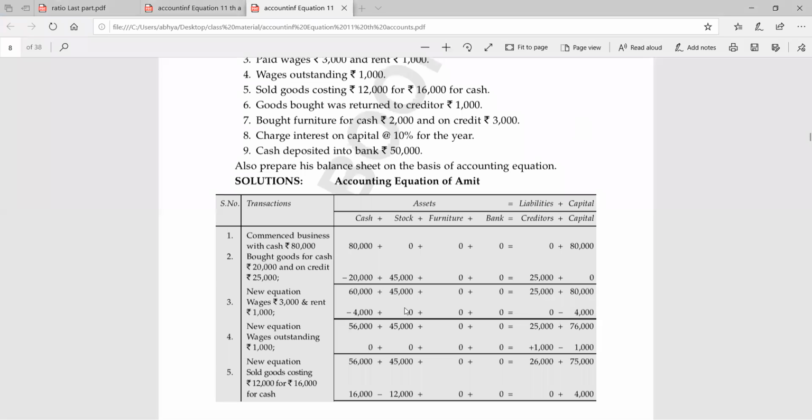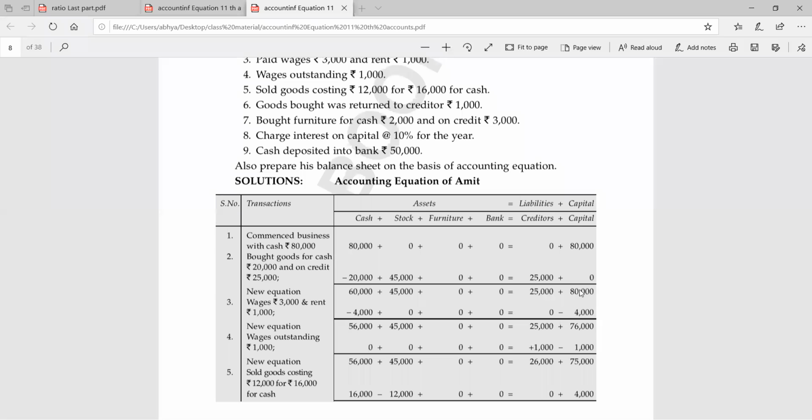45,000 is the goods. Then in liability we have added 25,000. So we are having liability 25. Capital, no change. So just try to satisfy both the sides of equation whether they are equal or not. You have to check after doing every new equation whether both the sides are equal or not. Yes, both the sides are very much equal. 1,05,000. So now we can move to the third transaction.